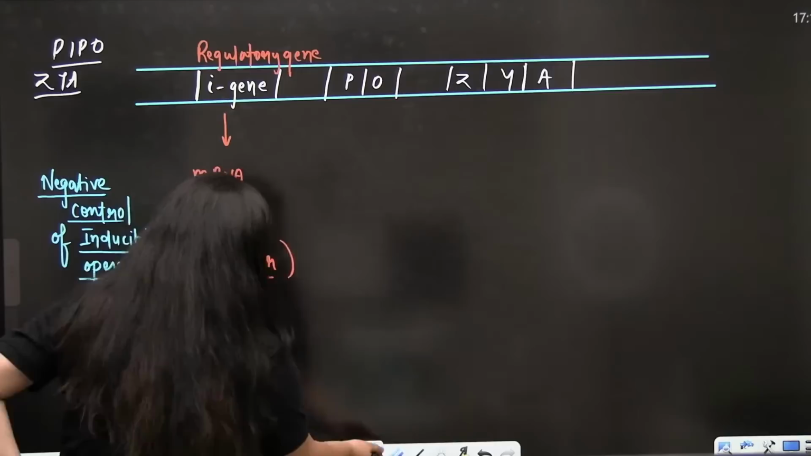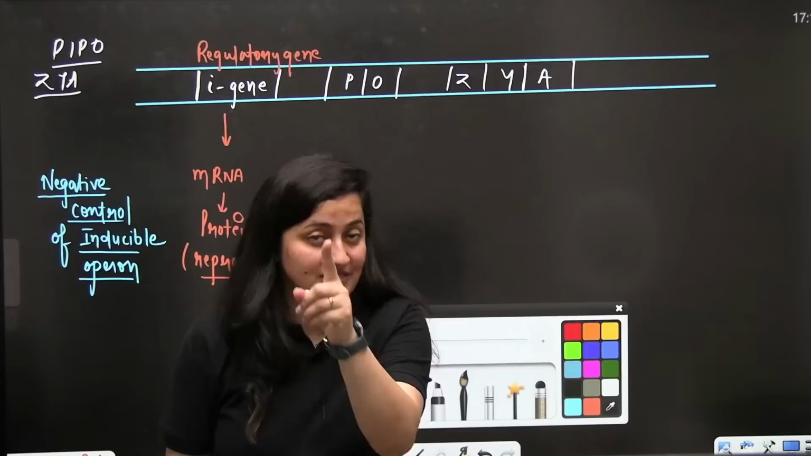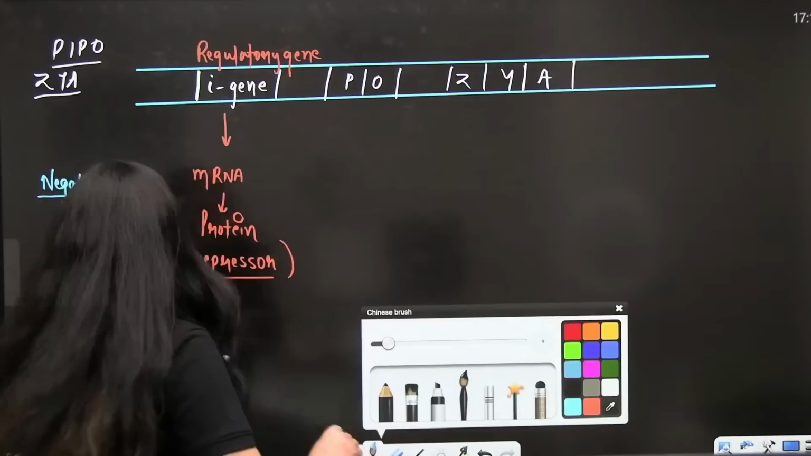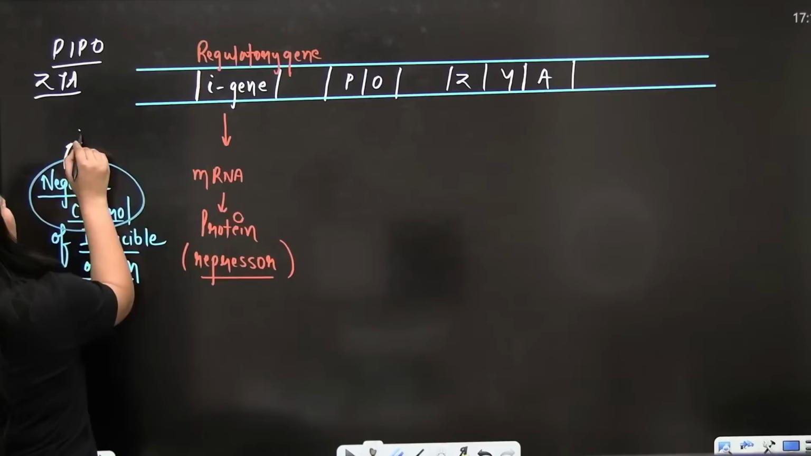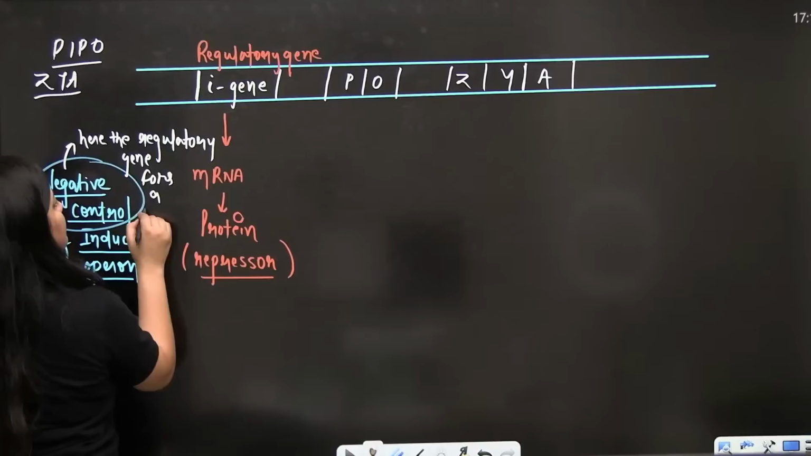The reason is, it's not that we do not have the positive control of inducible operon. We have that. But in your syllabus, listen to me very carefully, it is the negative control. Why? Because here, the regulatory gene forms a repressor. That is why we use the word negative control.